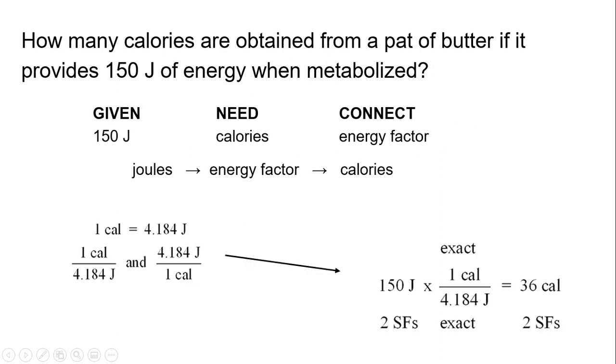So here it is. We start out with 150 joules. This is 2 sig figs because there's no decimal here, so this trailing 0 is not part of it. It's a place value. So we have 2 sig figs. We set up joules on the bottom, this is exact, 1 calorie. So our answer is 36 calories, 2 sig figs. So 36 calories is obtained from a pat of butter if it provides 150 joules of energy when metabolized. And that's it. Thank you.